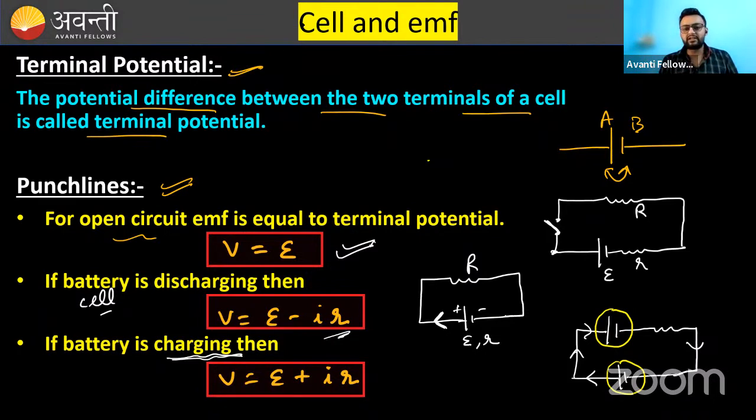So can you identify charging and discharging of a cell? At least say yes or no. Can you identify which cell is charging and which cell is discharging? Okay, very good. If I ask, tell me about this cell, whether it is charging or discharging. I am not drawing the complete part. From this part, can you identify whether it is charging or discharging? This is a part of some circuit.